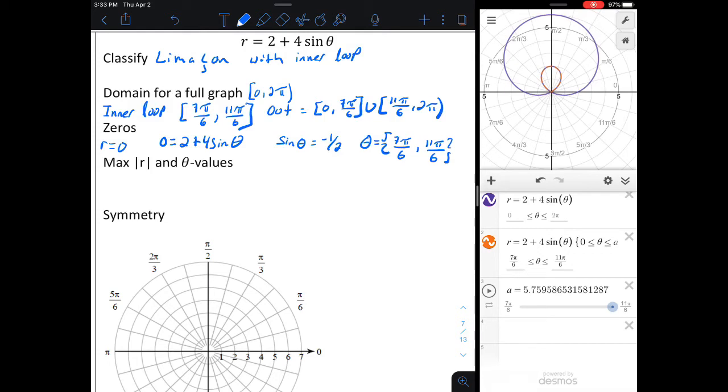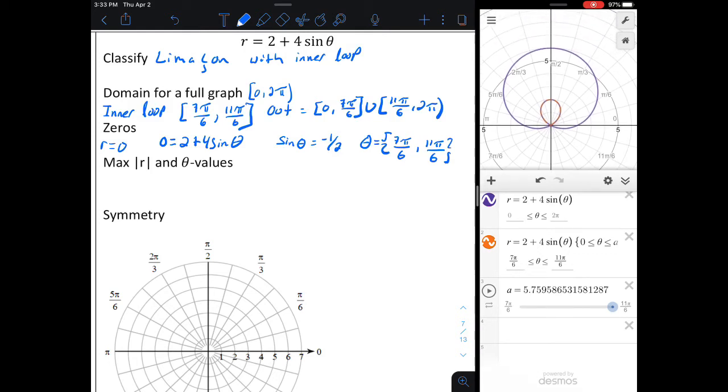All right, maximum r values and the theta values where they happen. Looking at this polar graph, it looks like it goes all the way to a radial value of 6. r is equal to 6. If I go back and look at my equation, I can make r equal 6 if sine produces a value of 1. Because if I subtract the 2 and divide by 4, I get 1 is equal to sine of theta. And sine equals 1 on my unit circle when theta is equal to pi over 2. So pi over 2 is going to be when we have our max.